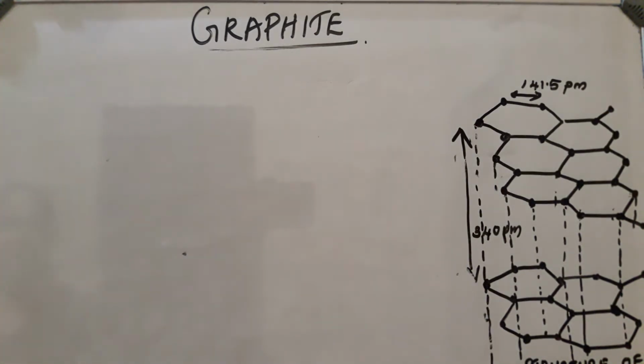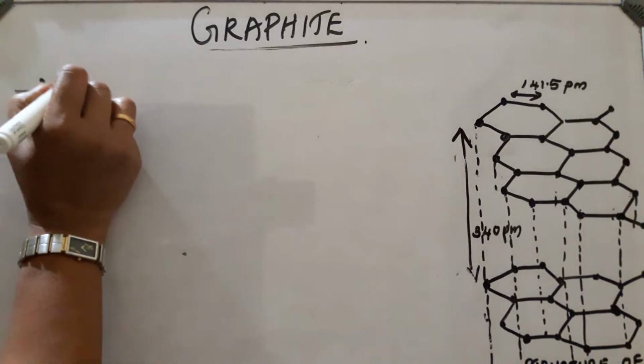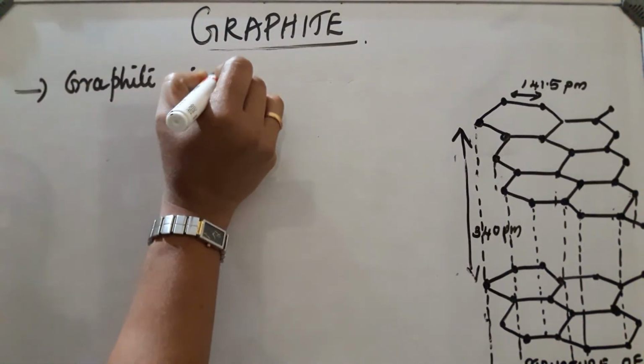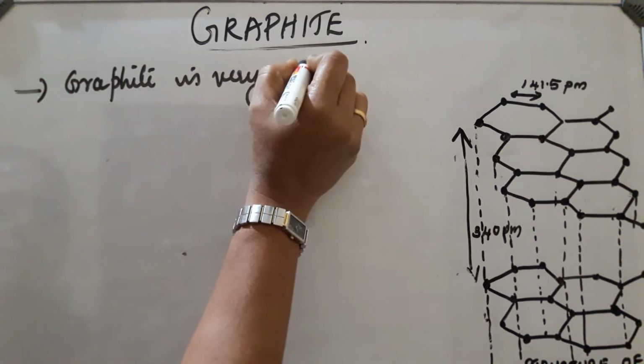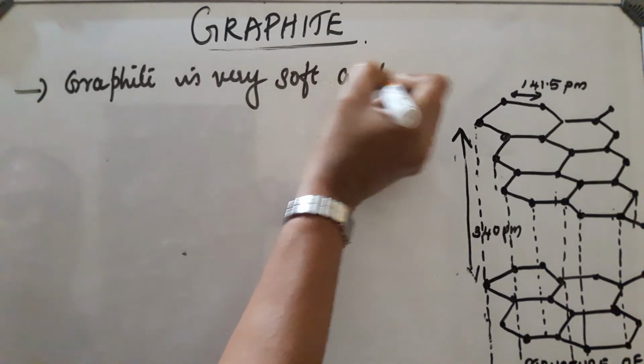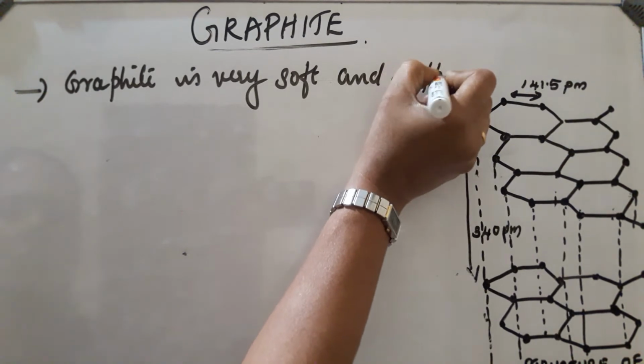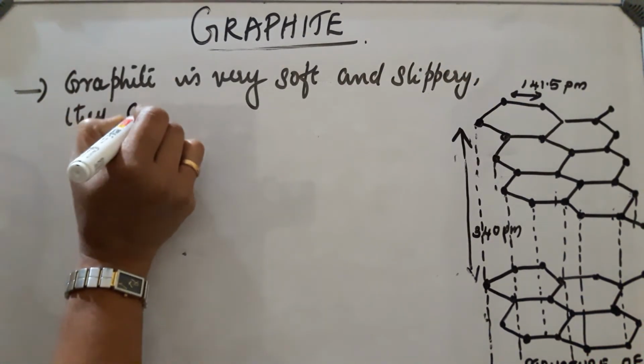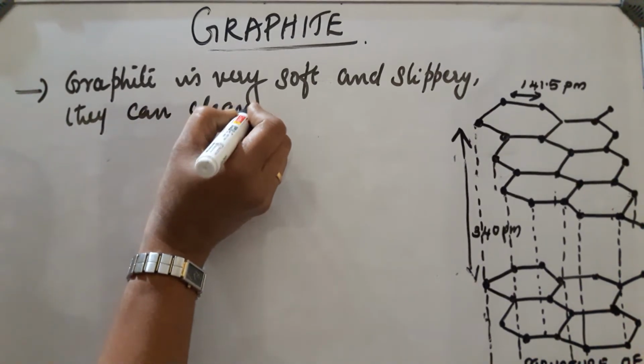Next, graphite cleaves easily between the layers because these are held together by weak van der Waals forces. So they can cleave easily, and we can say graphite is very soft and slippery, because they can cleave easily between the layers.